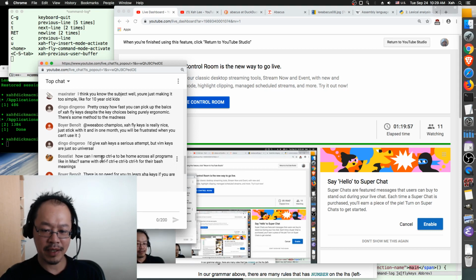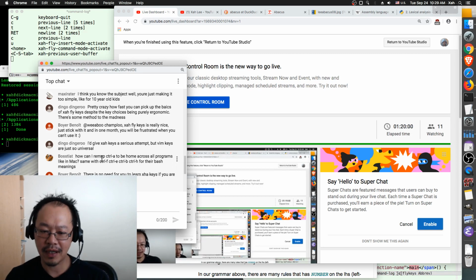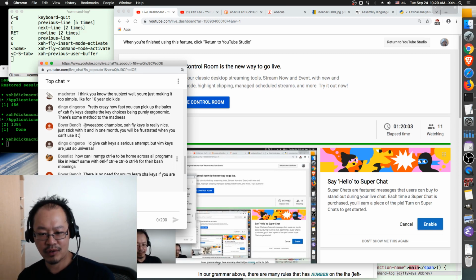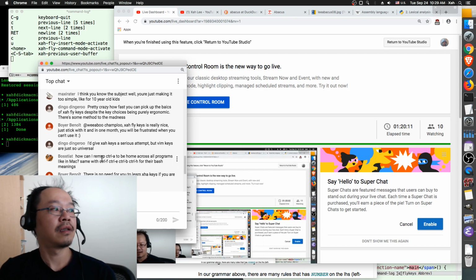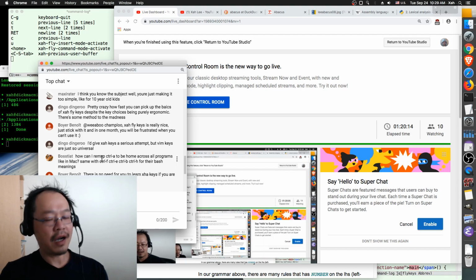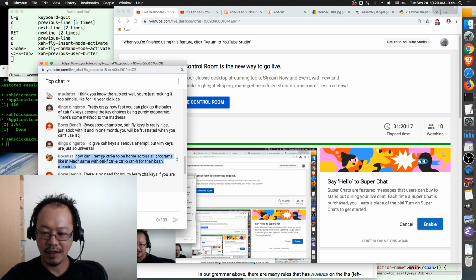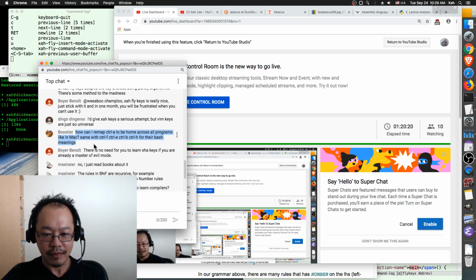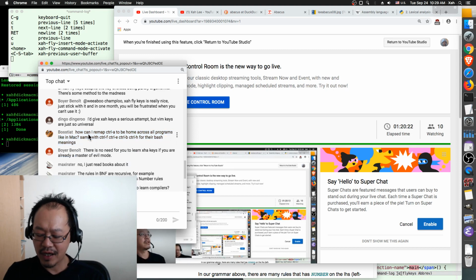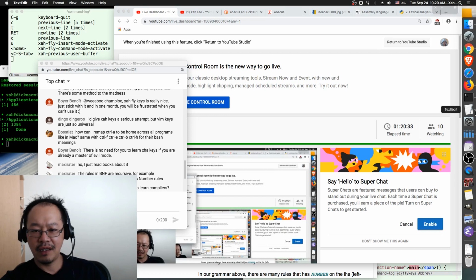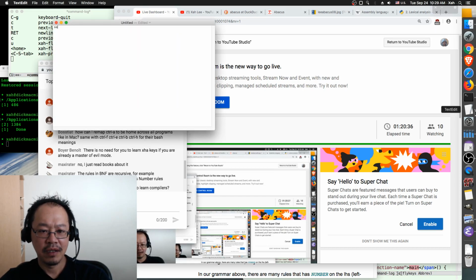Bastiat says, how can I remap Control A to be home across all programs like in Mac? Same with Control F, Control E. There's a siren running, some car security alarms. It's very annoying in modern society. So basically, Bastiat, I think what you want is Emacs key bindings across every program on the Mac. You already have that, by the way.